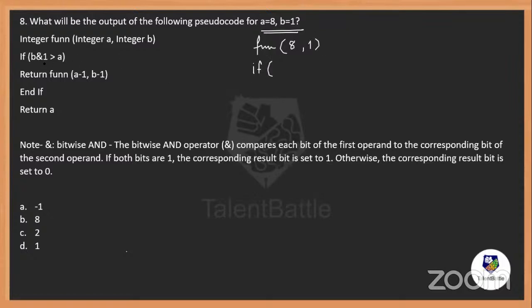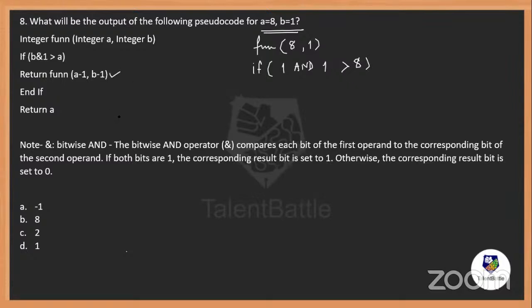if b and, so again bitwise and operator will be there. The AND gate logic will be implemented. If both the bits are 1, high, true, the result will be true. Otherwise, the result will be 0. Right? So value of b is 1. So we are actually performing 1 bitwise AND with 1. And if the result is greater than value of a, which is 8, then this block will be executed.